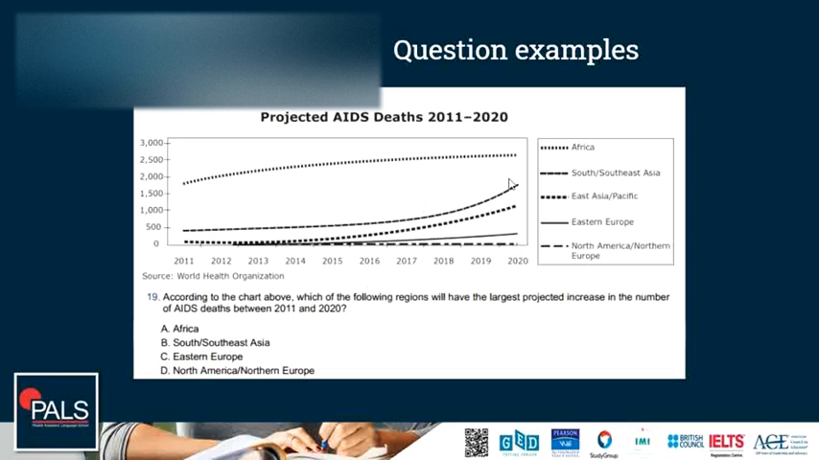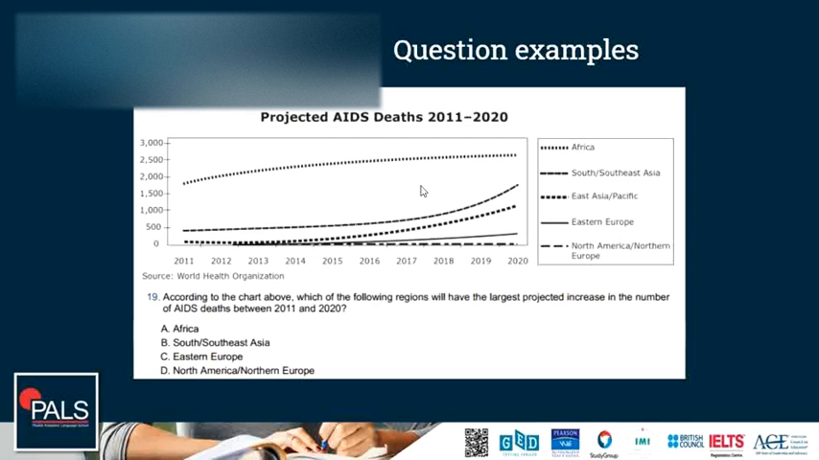So we see we have different lines on the graph. The lines are named in the key. We have Africa, Southeast Asia, East Asia Pacific, Eastern Europe, North America, and Northern Europe. And the question is, where will we have the largest projected increase? This graph can be a bit confusing.